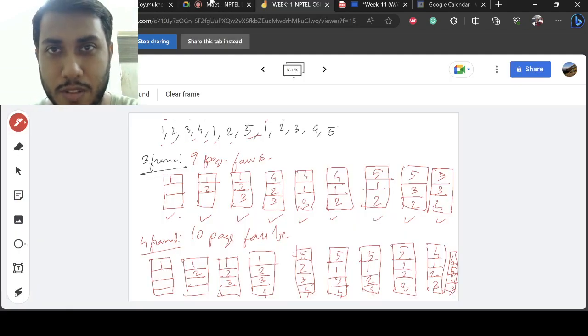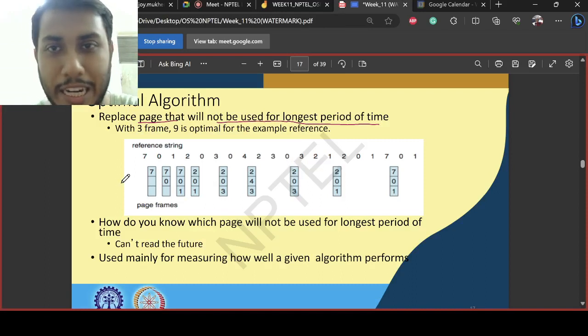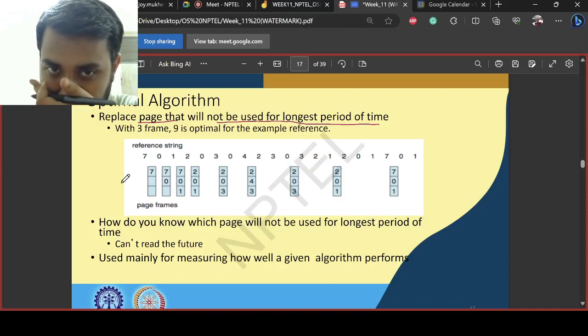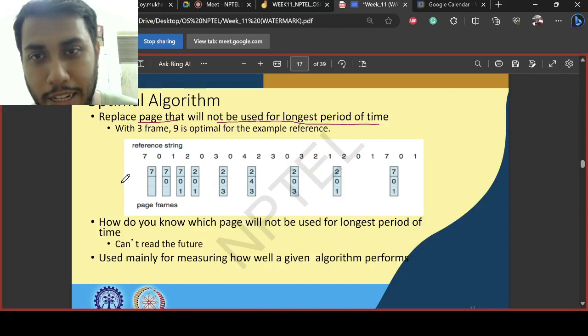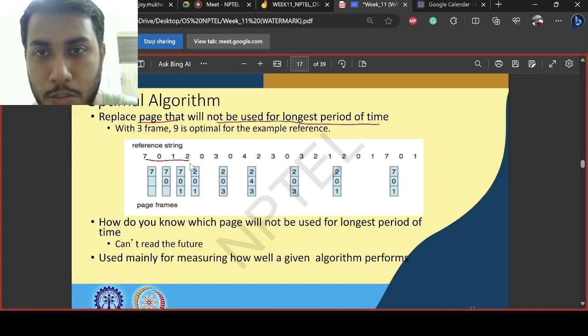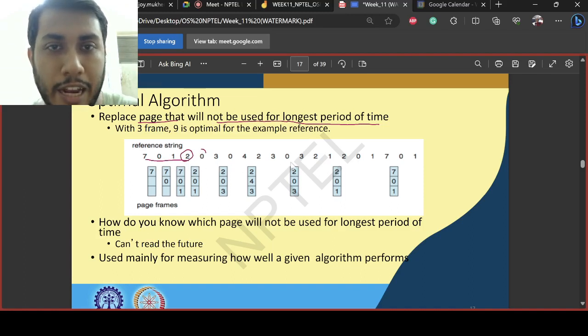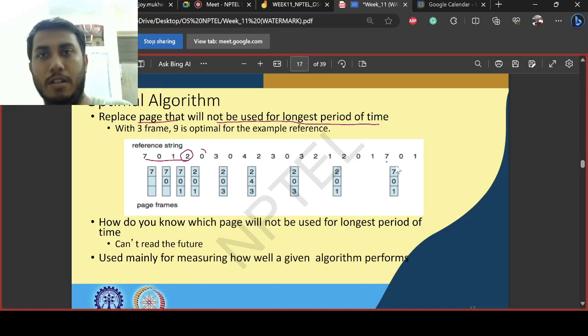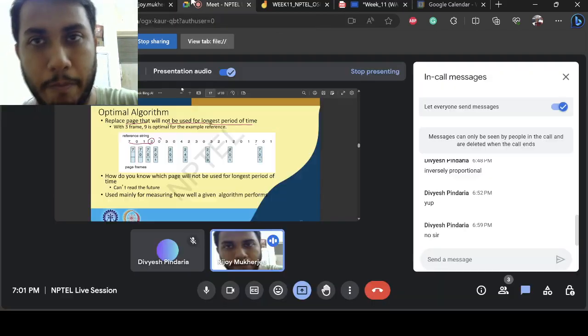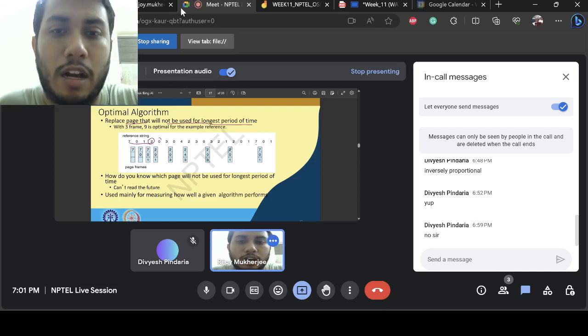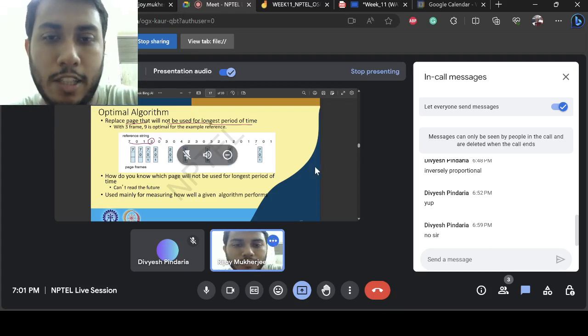These are basically improbable, but still they have shown it. So here you have the string. So when you are requesting 2, you need to replace one frame. So which one will you replace? We will replace the 7, because we see that 7 is not requested in a long time. So 7 will be evacuated from its frame. But that is not how a normal system behaves. In the ideal case, if somebody knows the future, then for him or her, this is a best case scenario.